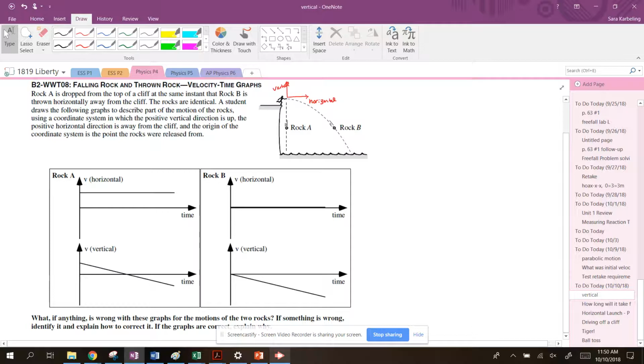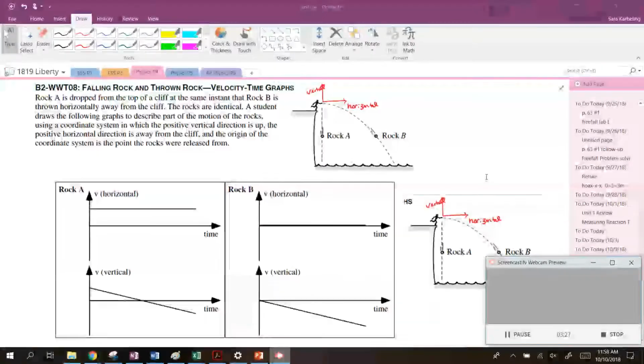So take a couple minutes to look at that. If they're right, tell me that they're right. If they're not, explain to me why they're not so that we can have a conversation. So we can kind of talk together here.